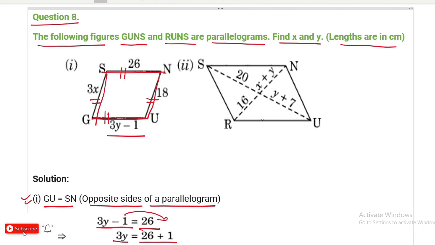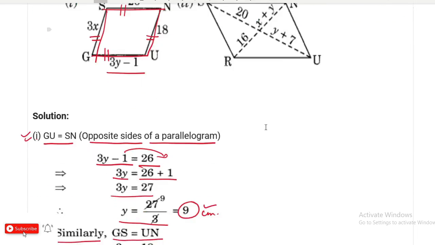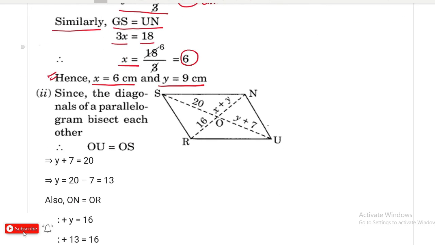Second, here this is the figure SN, NU and RU and SR. Here is the parallelogram. Which one? RUNS. Now we start here.